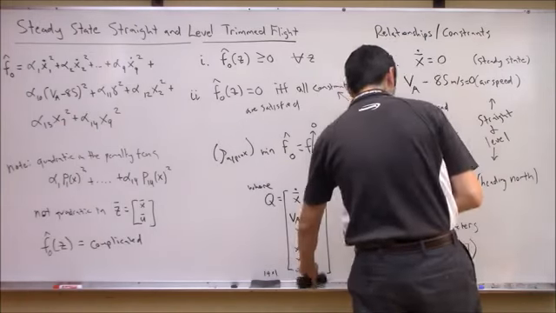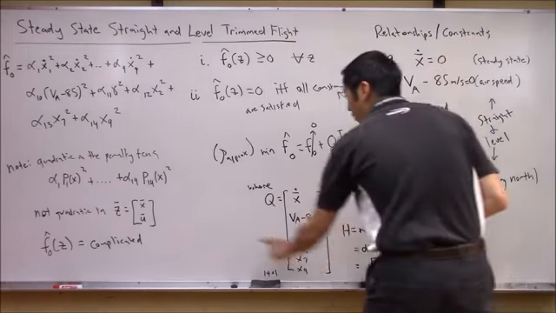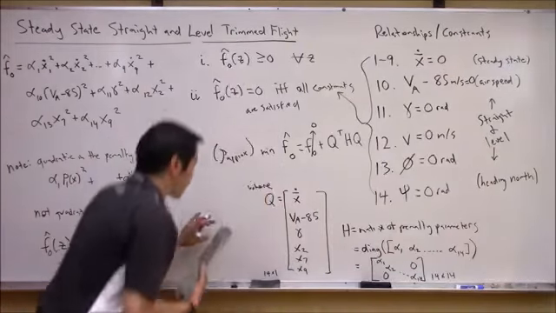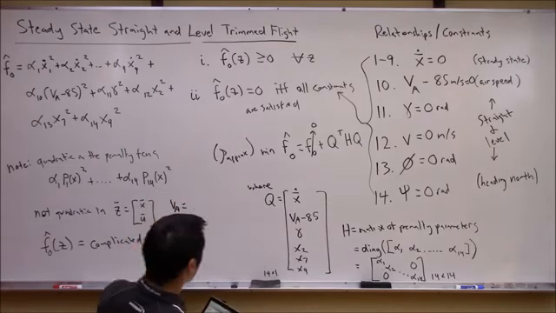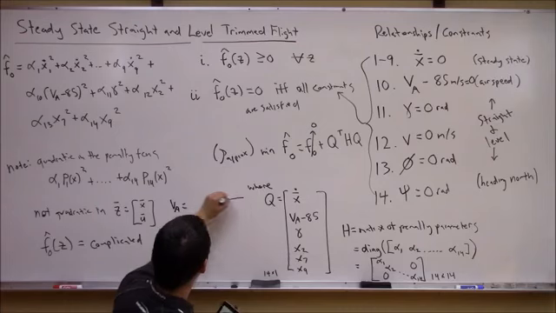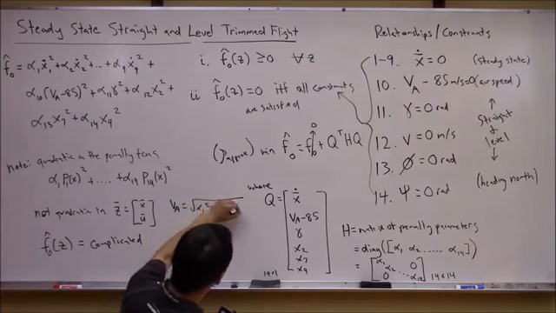Okay, so maybe let me make a quick side note. We've got enough room right here. I need to come up with a relationship for VA as a function of all the states. And like we said, that's pretty easy. That is x1 squared plus x2 squared plus x3 squared, under a square root.